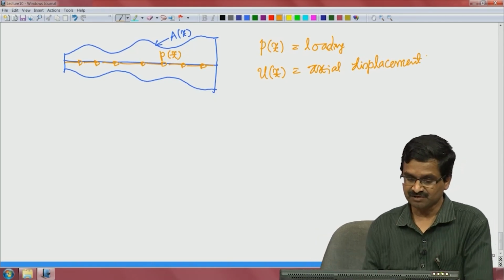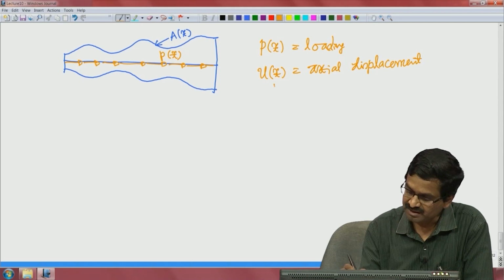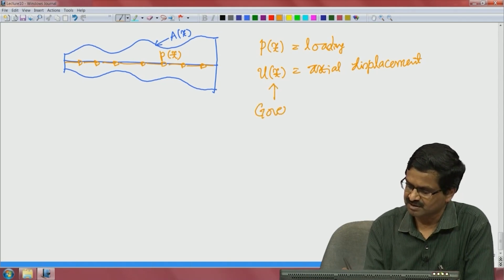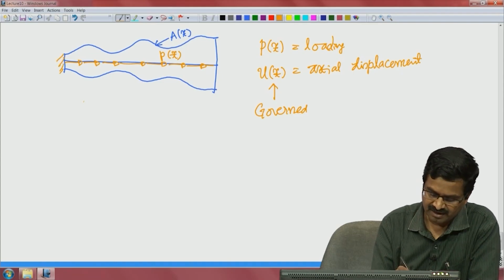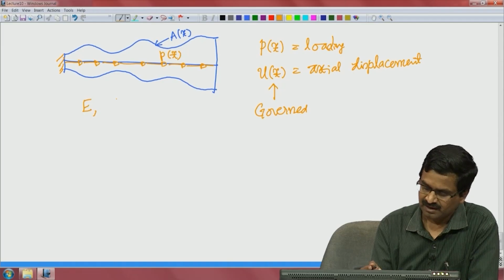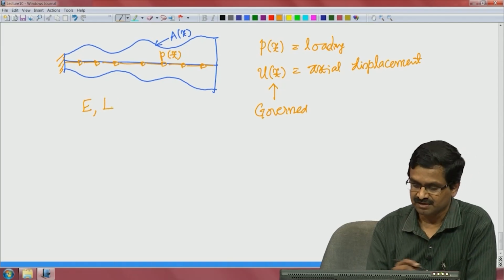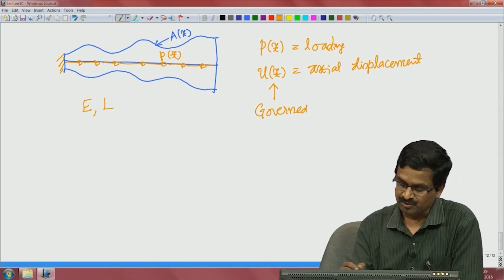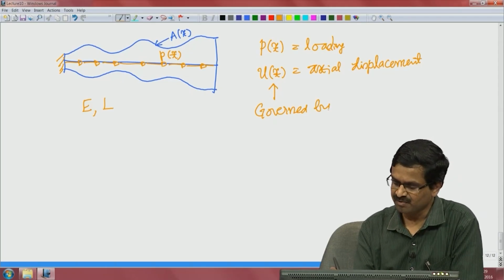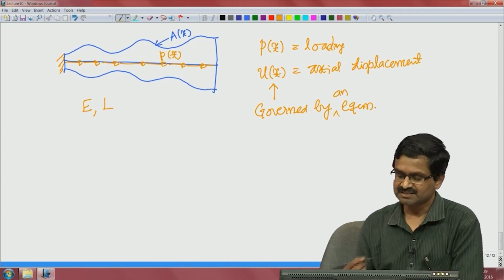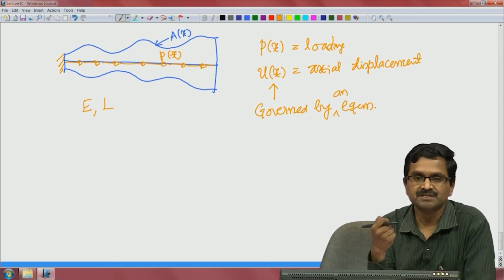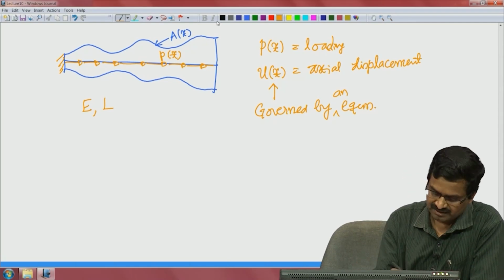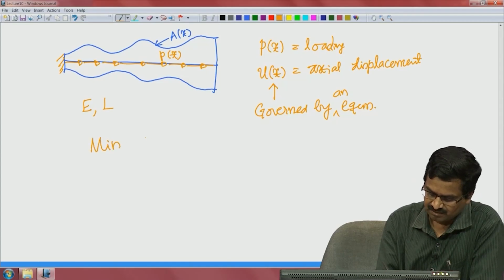When you have the axial displacement, that is what we need to find, and this axial displacement should be governed by a differential equation. If I give a bar, let us say it is a fixed and free bar, I have loading, I will give you A, Young's modulus, and the total length of this. If we have that, we should be able to compute u of x. So, that should be governed by an equation, which is the static equilibrium equation. In order to find that, we can go back to our minimization of potential energy.